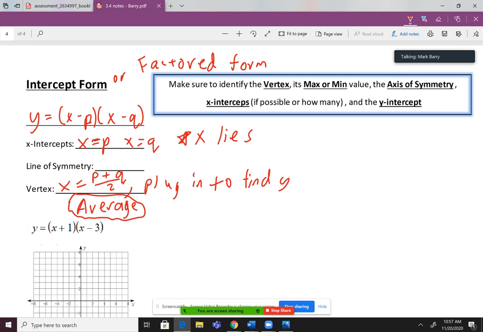All right, we know our line of symmetry is always the x value of the vertex. So I'm just going to write that. And now, lastly, the y-intercept is not going to be easy to find anymore. We have to plug in 0 for x.